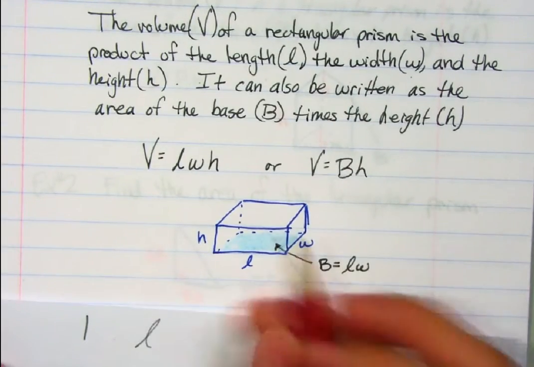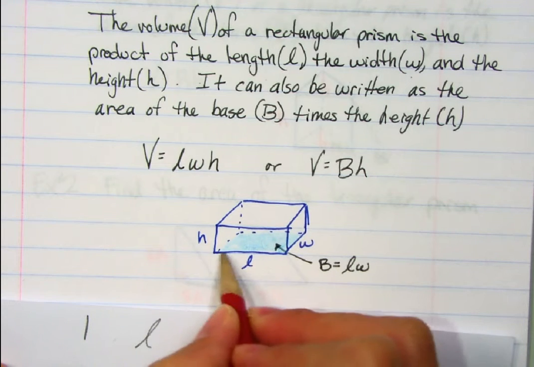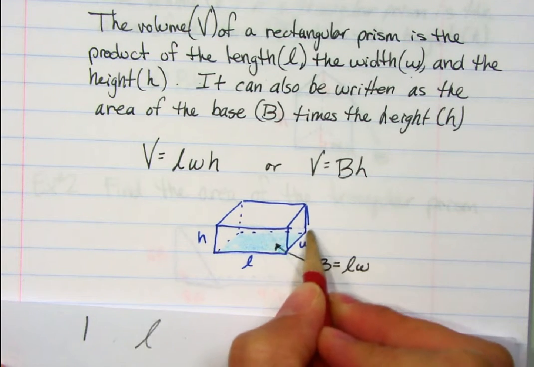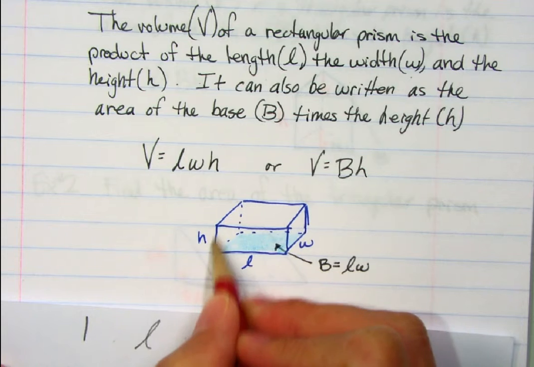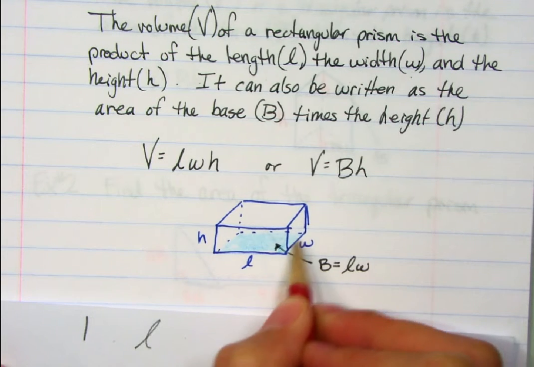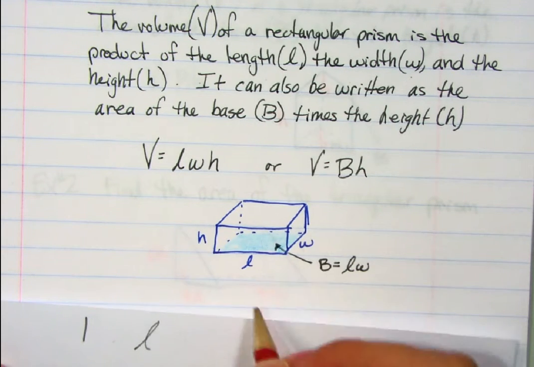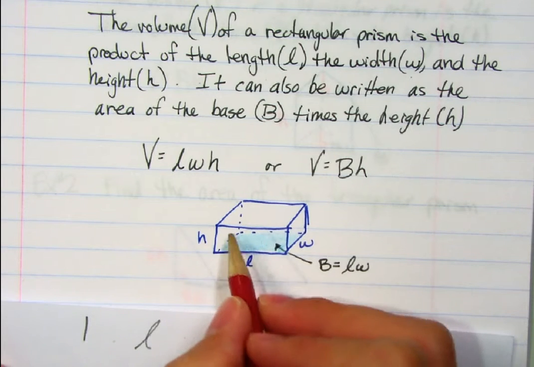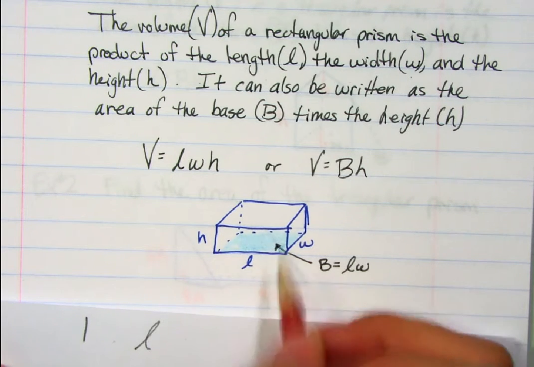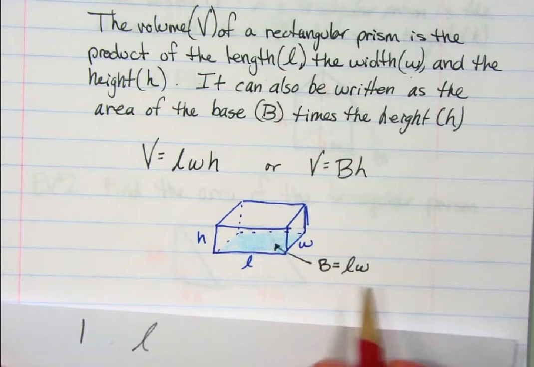Let me show you what that looks like. So on a rectangular prism, I have a length down here. I have a width that goes back, and I have a height that goes up. Three different dimensions. If I multiply all those three numbers together, that gives me the volume. It gives me how many little square boxes fit inside this. And we'll talk more about this in class.